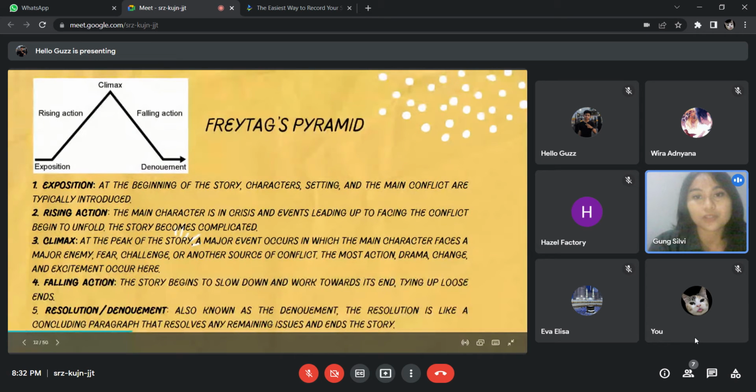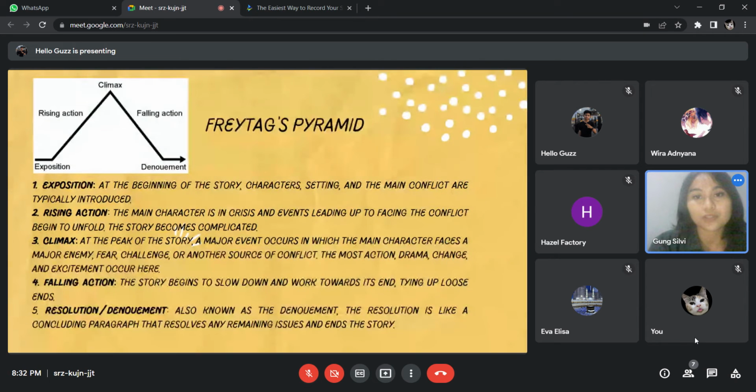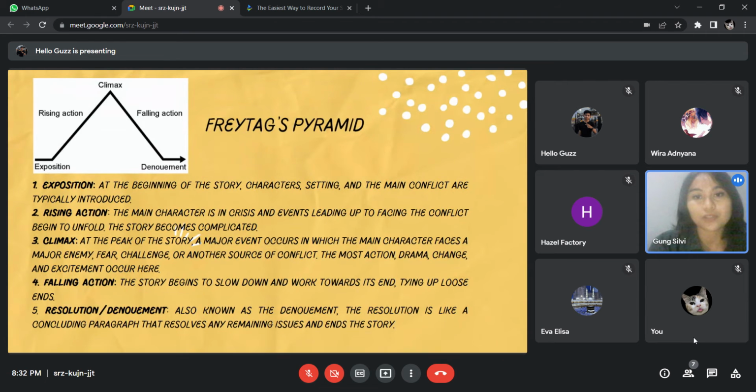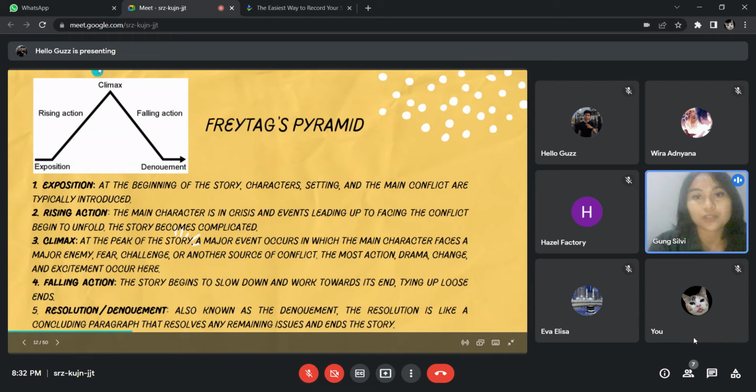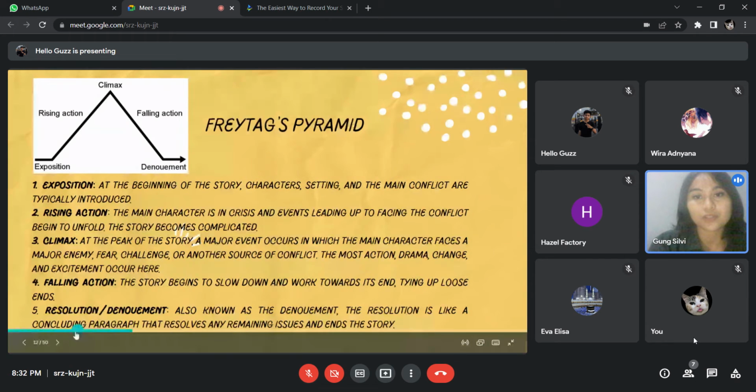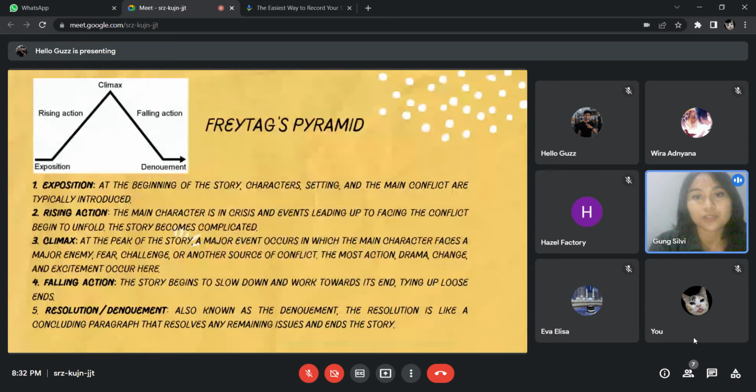Okay, we move to the first pyramid. The first is exposition. At the beginning of the story, the characters, setting, and main conflict are typically introduced. The next is rising action. The main character is in crisis and events leading up to facing the conflict begin to unfold. The story becomes complicated.